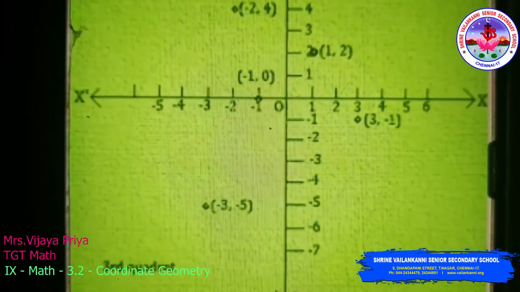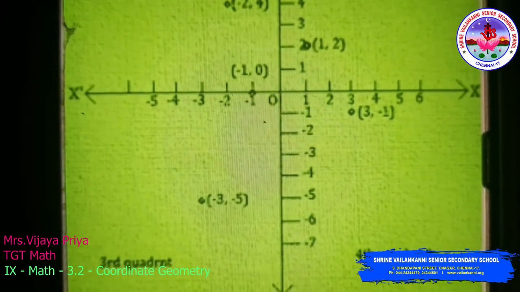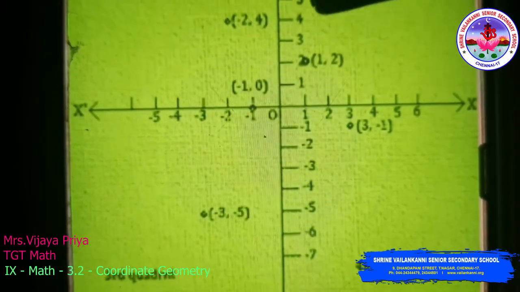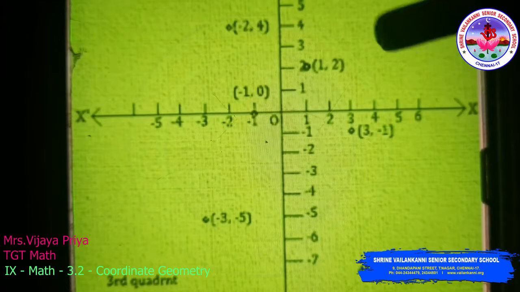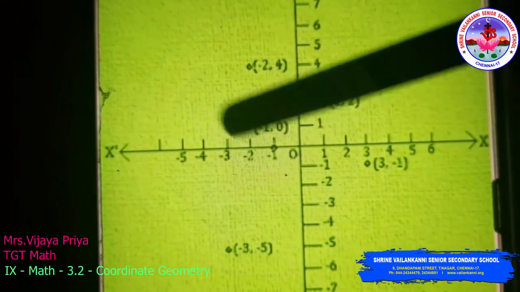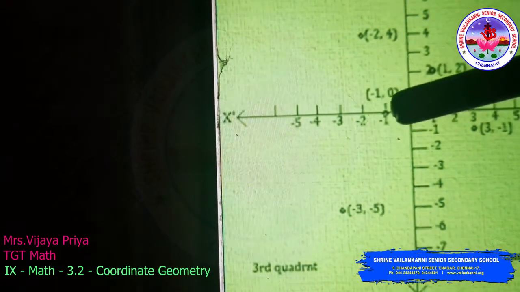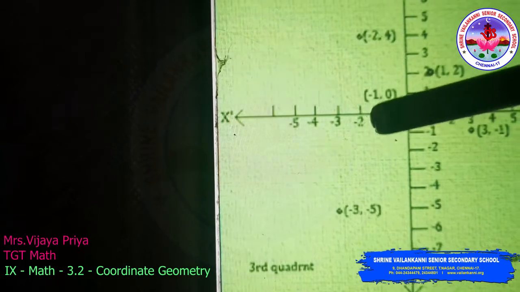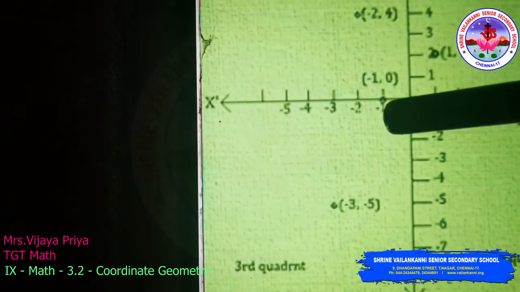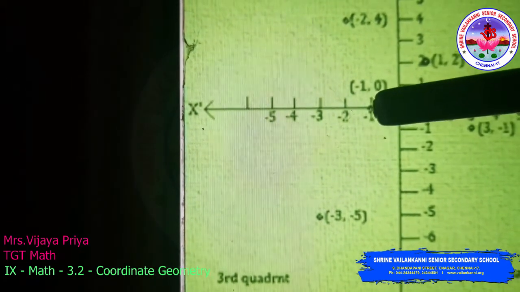The third coordinate is (-1, 0), where you have the y coordinate as 0. Since your y coordinate is 0, this (-1, 0) lies on the x-axis. So now coming to the negative part of the x-axis, since it is (-1, 0), it lies on the negative side of your x-axis. So I am plotting the point here on the number line. So (-1, 0), this point here.